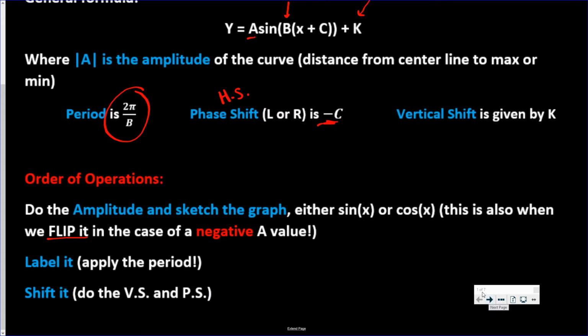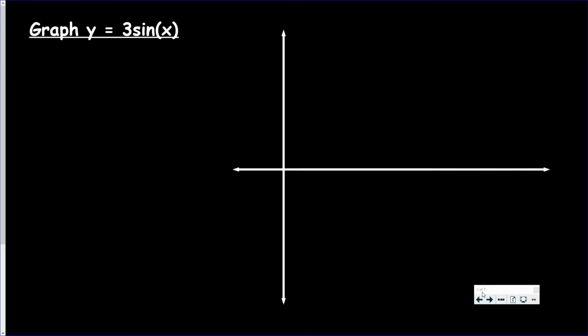So we can go on and do our first question here. We are very excited to try it out. And what do we got? Easy one. y equals 3 sine x.